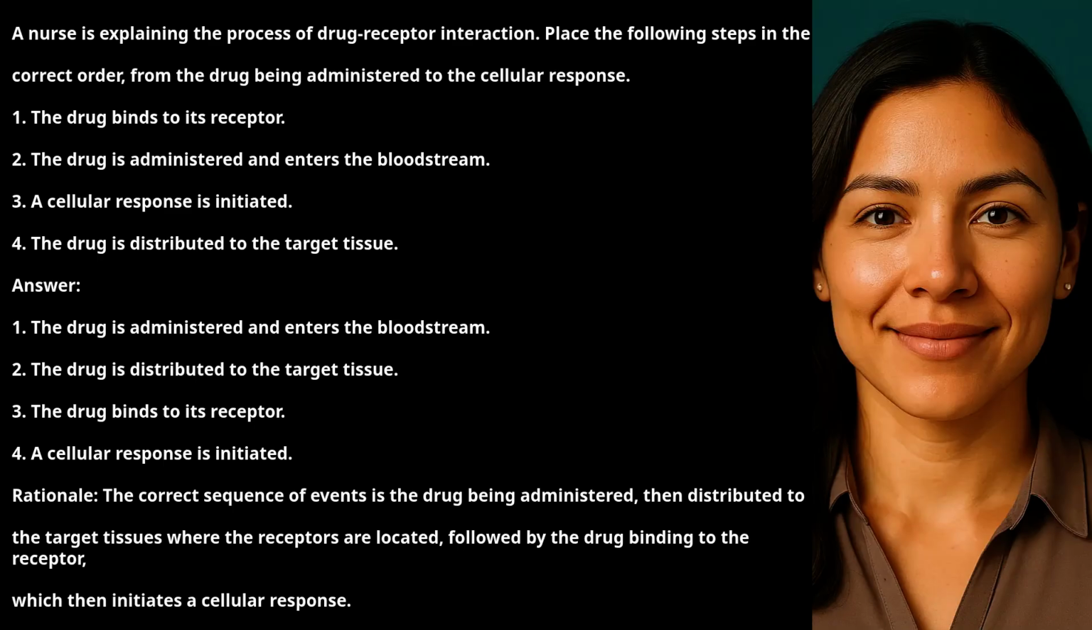Answer. 1. The drug is administered and enters the bloodstream. 2. The drug is distributed to the target tissue. 3. The drug binds to its receptor. 4. A cellular response is initiated. Rationale. The correct sequence of events is the drug being administered, then distributed to the target tissues where the receptors are located, followed by the drug binding to the receptor, which then initiates a cellular response.